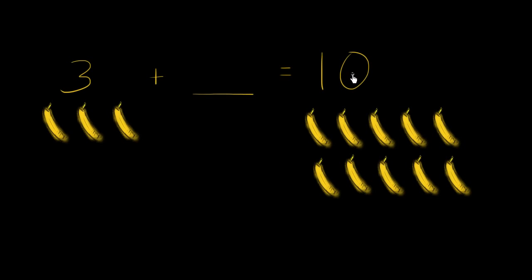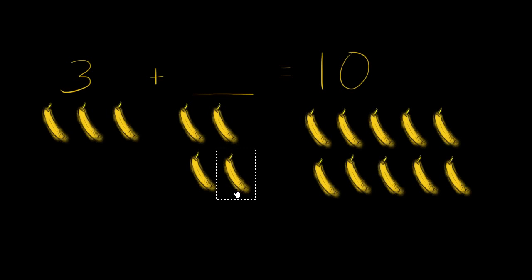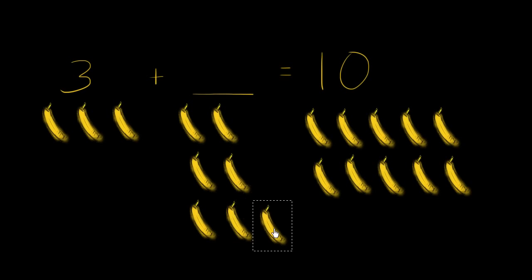And I encourage you to pause this video and try this out on your own. So let's work through this. So let's just start adding bananas. So that's 3. So now let me add a 4th. That would be my 4th banana. 5 bananas. 6 bananas. 7 bananas. 8 bananas. 9 bananas. And 10 bananas.